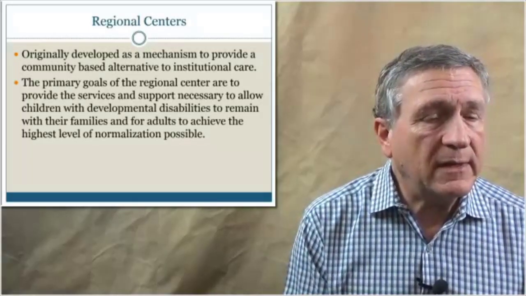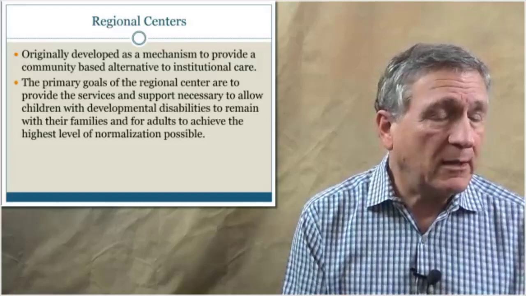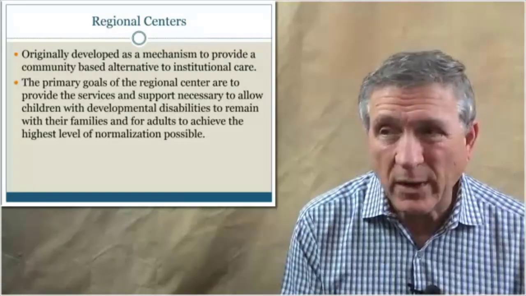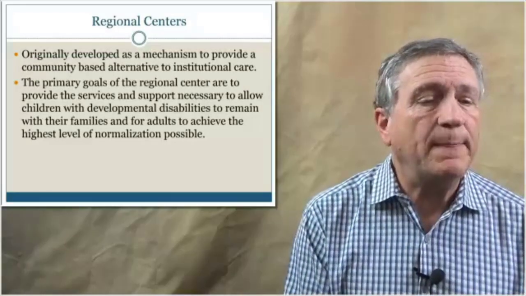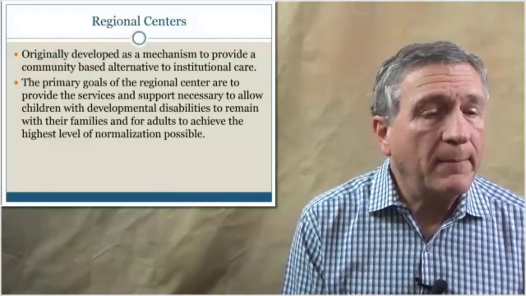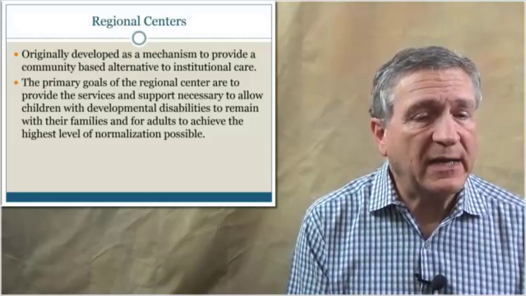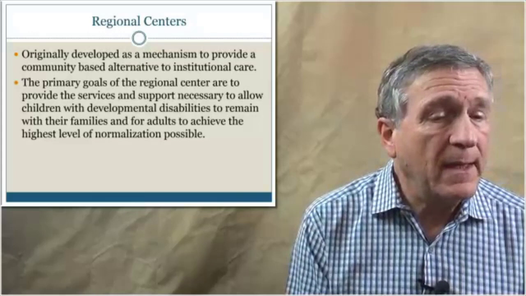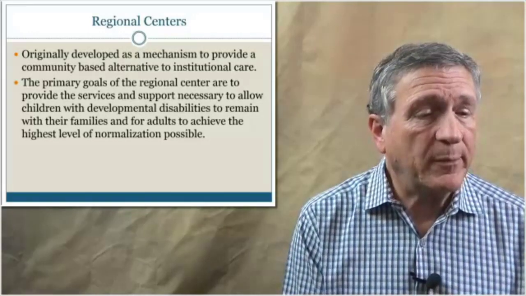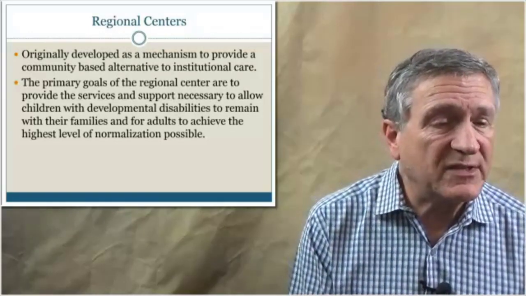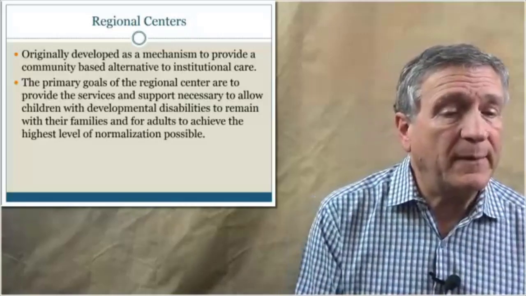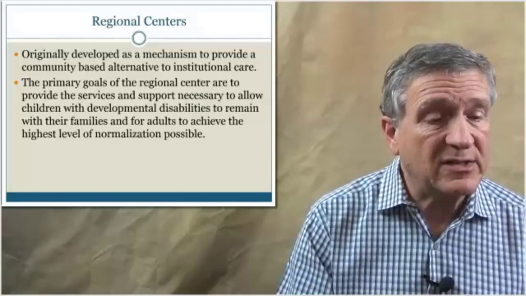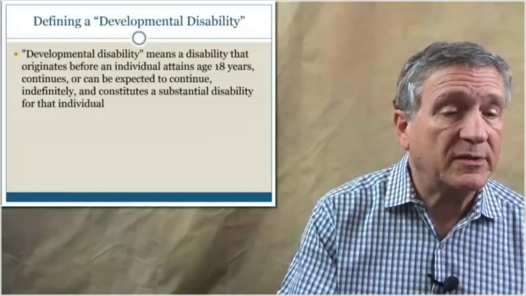So the 2, to make a long story short, the 2 pilots were very successful and now have expanded to 21 regional centers across the state, and we'll get into that a little bit more. But they were originally developed as a mechanism to provide a community-based alternative to institutional care. The primary goals of the regional center are to provide the services and supports necessary to allow children with developmental disabilities to remain with their families and for adults to achieve the highest level of normalization possible.